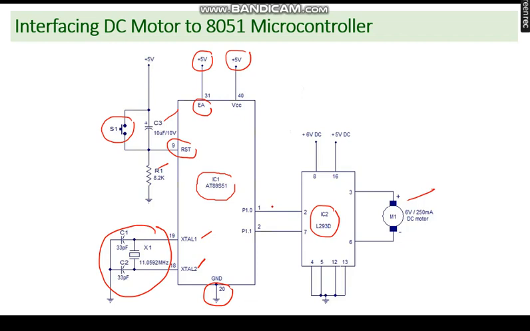This is the current driver IC, to which we are connecting only a single motor. We are giving the signal through P1.0 and P1.1 of port 1. If we make this 1 0, we'll have this type of rotation in the clockwise direction. If we make the signal 0 and 1, it will rotate in the opposite direction. So by changing the signal we can change the rotation.